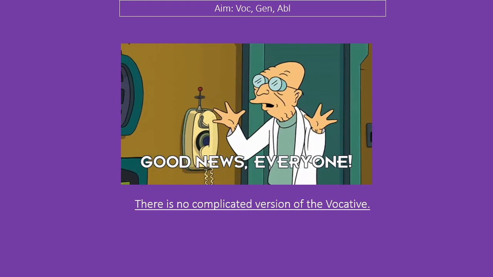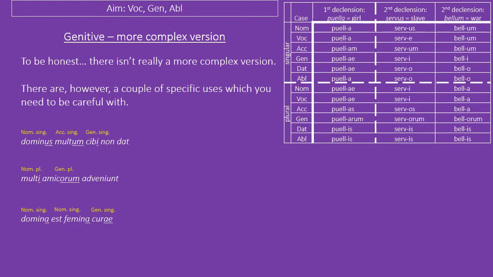Good news, everyone. There is no complicated version of the vocative. The vocative is really simple. It's really unusual. Yay! There also isn't actually much of a complicated version of the genitive, to be honest. There's a couple of specific uses that we're going to look at here, but it really is more or less just what it sounds like in English.